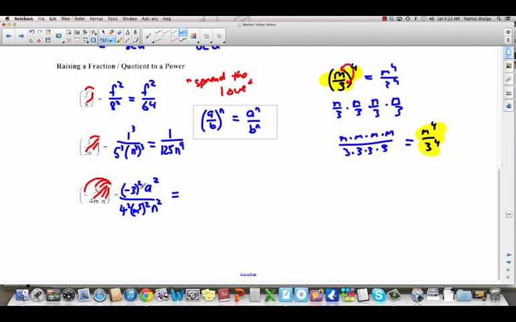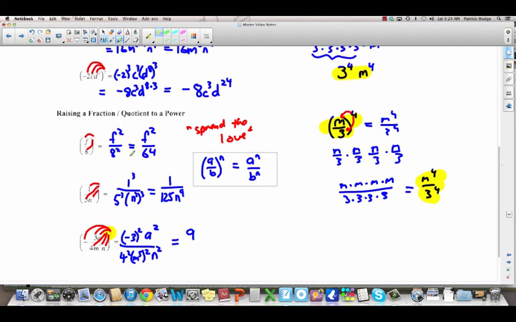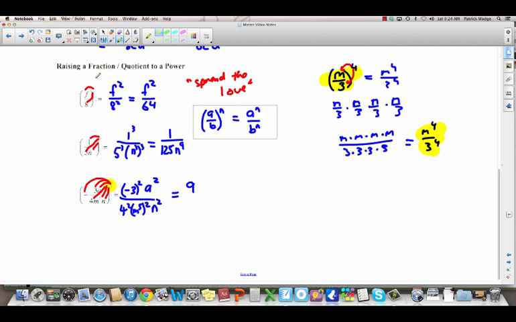Negative 3 squared, that's negative 3 times negative 3, which equals 9. Remember, this is that case I told you. If the exponent up here is even, your negative will disappear. If your exponent was odd, like this one up here, the negative sticks around. An even number of negatives turns it into a positive.